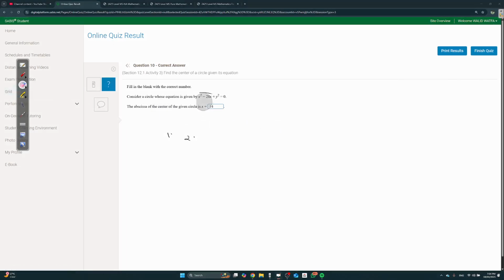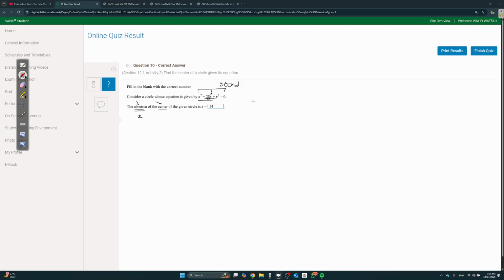Question 10. Consider a circle's equation is this. What is the abscissa of the center? So they want you to find the center, and the abscissa basically means x coordinate, right? So let's see. How do you find the center of the circle? You look first, is it canonical form or is it standard form? Over here, obviously this is standard form, right? Why is it standard? It doesn't look like x minus h squared, y minus k squared. Like I told you, the instant that you see a linear term for x, that's when you know it's standard.